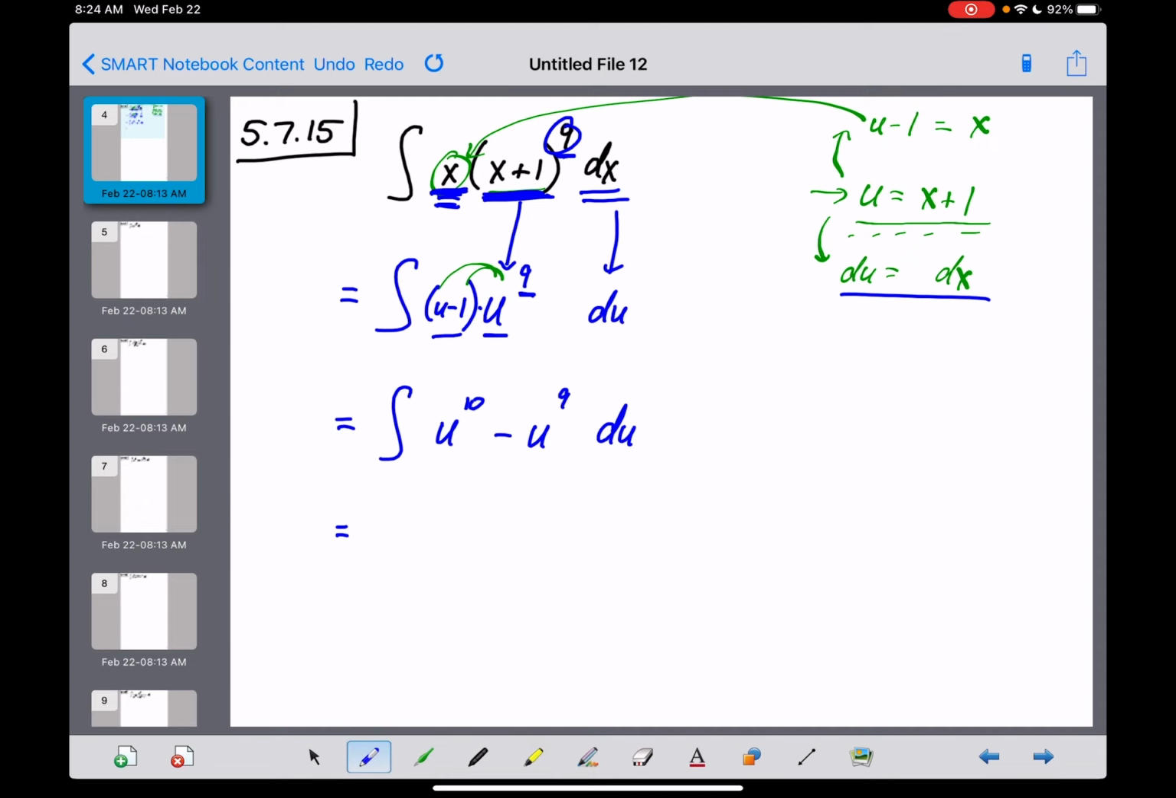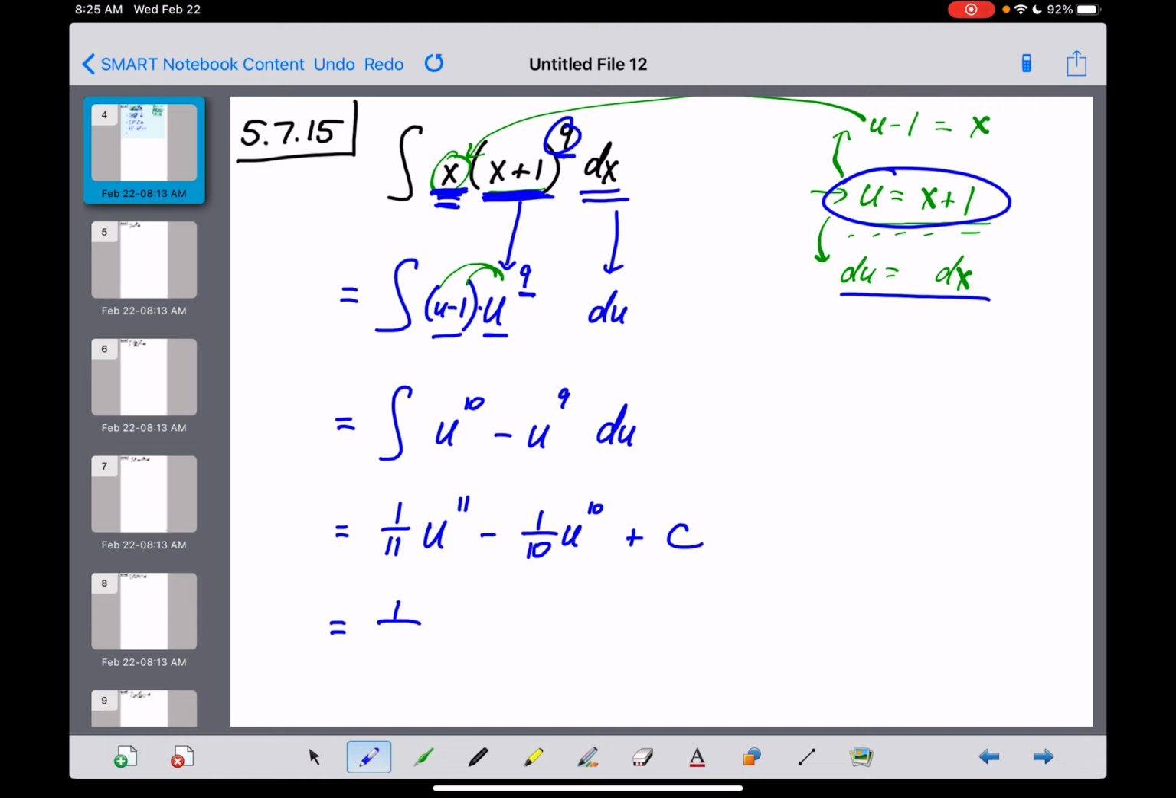So anti-differentiating u to the 10th, we're going to raise our power by 1, which is a u to the 11th, and divide by that new power. So I'll put a 1/11th out in front of that. And then a minus, same concept here. This is going to be a minus 1/10th, and then u to the 10th at the end of all that. It's an indefinite integral, so we'll put a plus c, and now really all we have to do is resubstitute, or unsubstitute, however you want to call it, and put x plus 1 back in there for our u's.